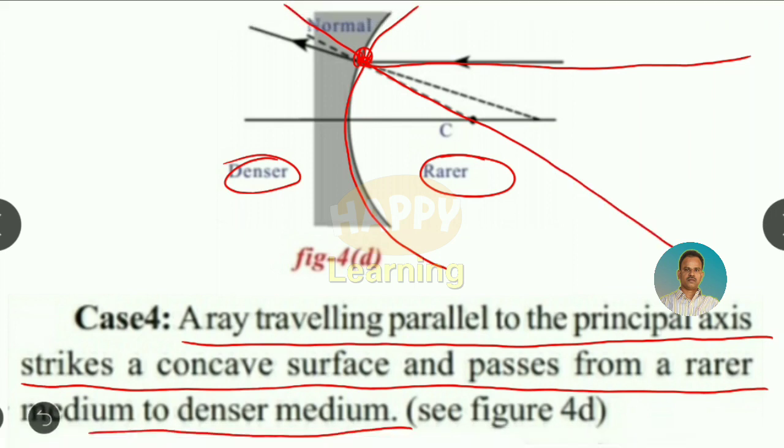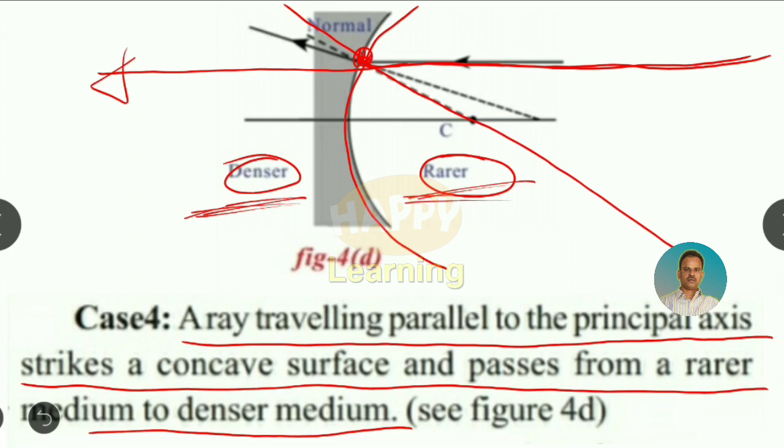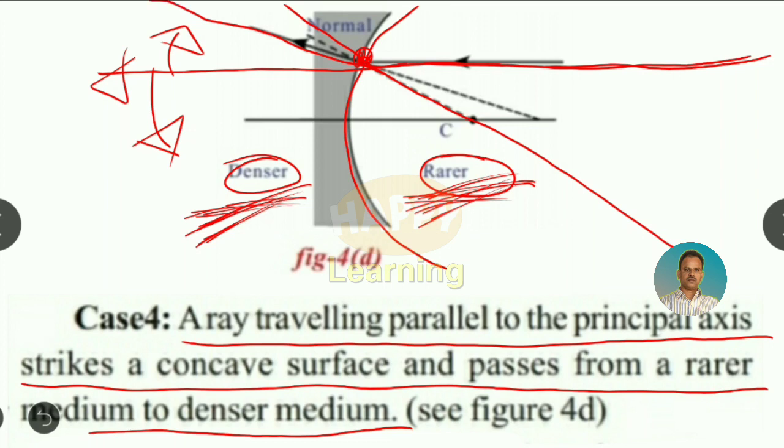Okay. Now, this ray, as it is moving from rarer to denser, bends towards the normal. So, this is the original path. If it moves in this direction, it is said to be bending towards the normal. If it moves in this direction, it is said to be bending away from the normal. So here, because it is from rarer to denser, it bends towards the normal and moves in this direction. Okay, so this is the incident ray and this is the refracted ray.